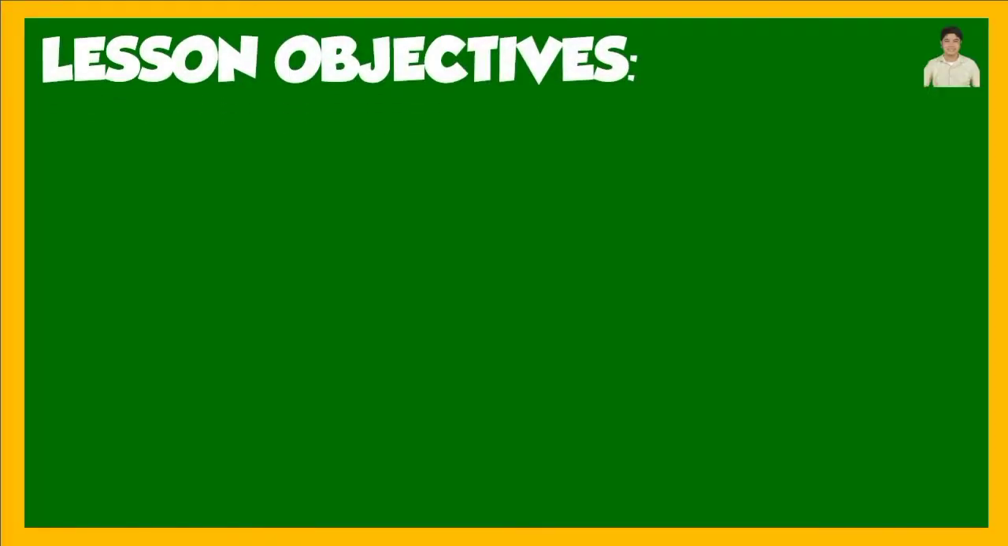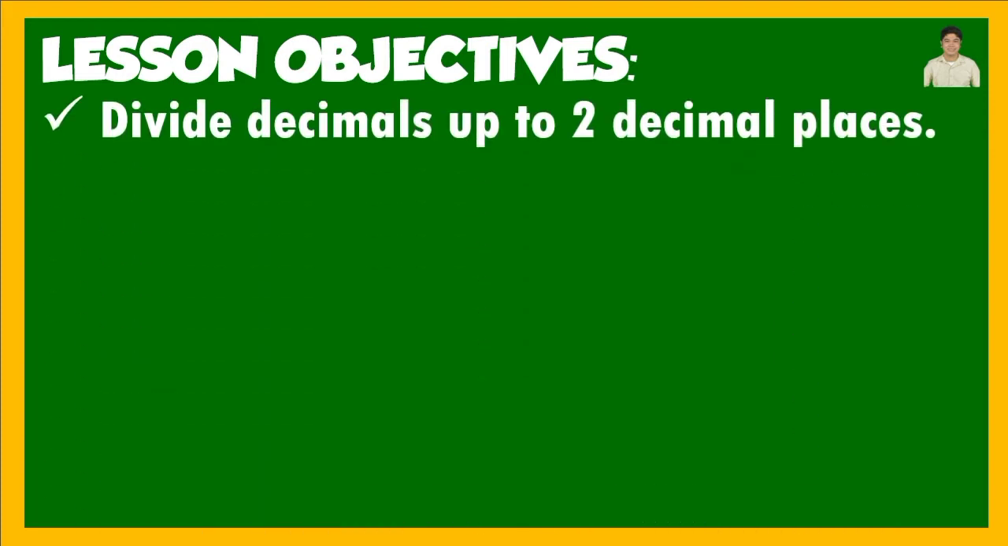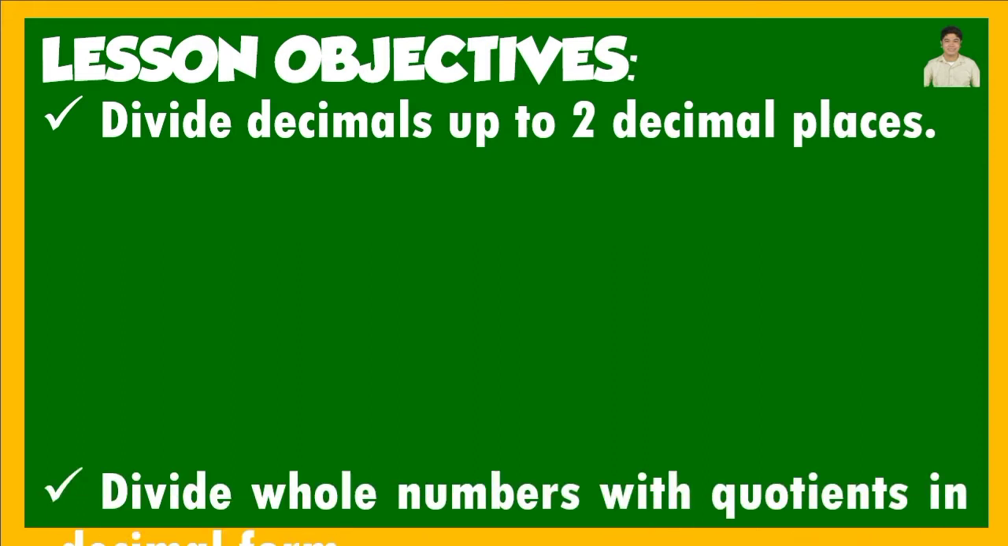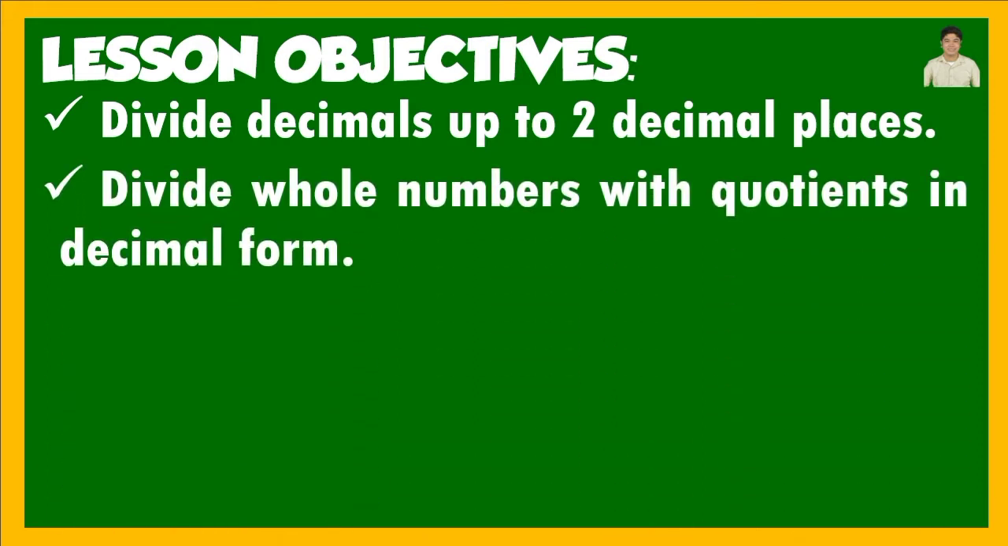So for our lesson objectives, at the end of this video lesson, pupils, you are expected to divide decimals up to 2 decimal places. So mamaya explain po natin kung paano yan. And then as well as on how to divide whole numbers with quotients in decimal forms. So quotients, ito po yung result when we are dividing numbers.